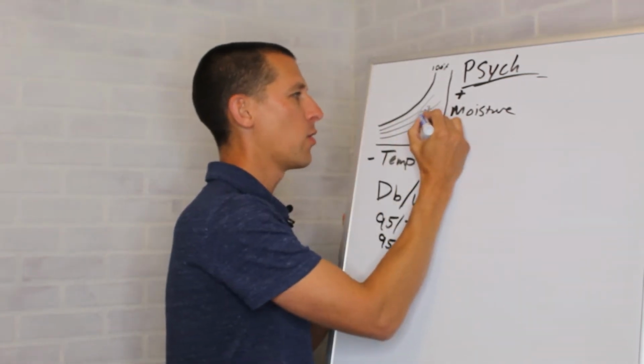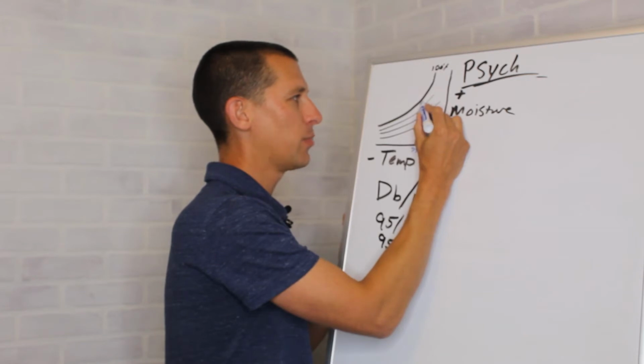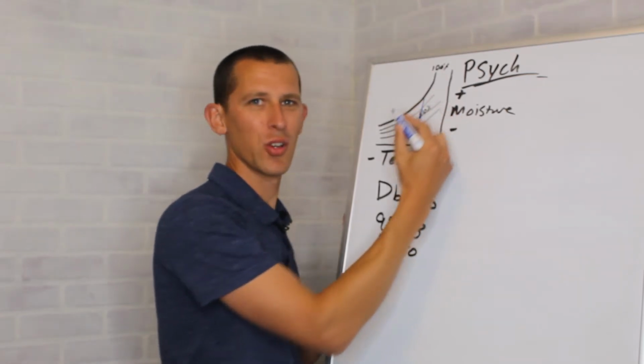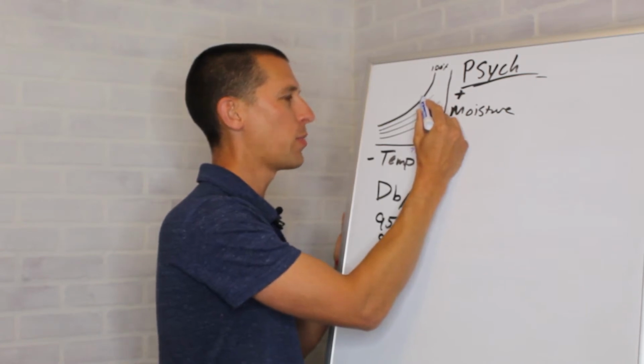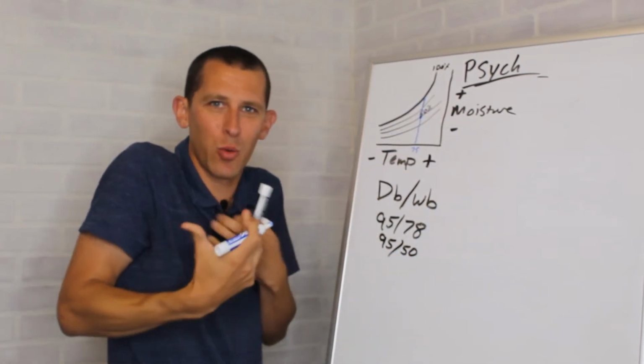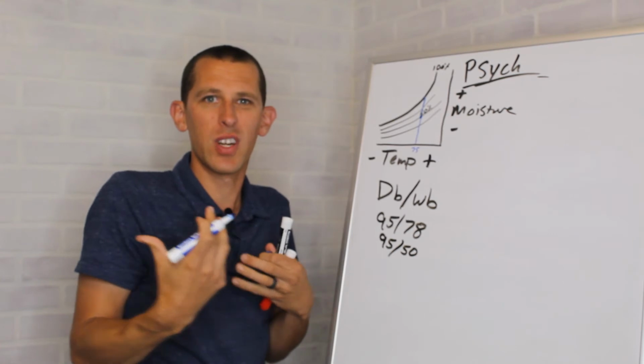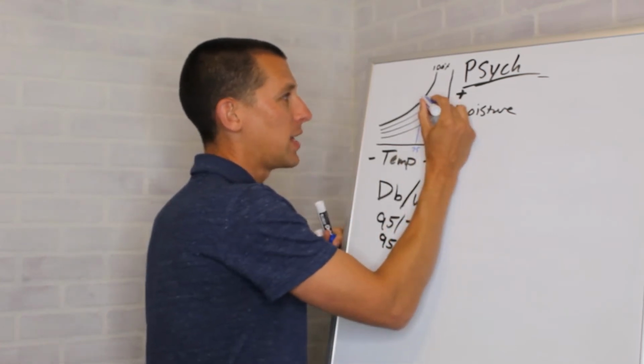But see, we're not adding any temperature, we just add a bunch of moisture. So we're in a locker room or something like that, and we add a lot of moisture. We go up here to 100% humidity. It's going to feel really clammy. It's going to feel very wet.